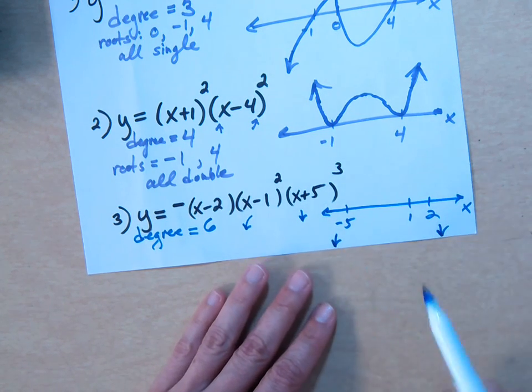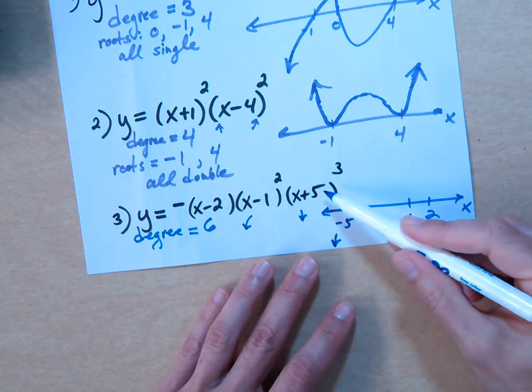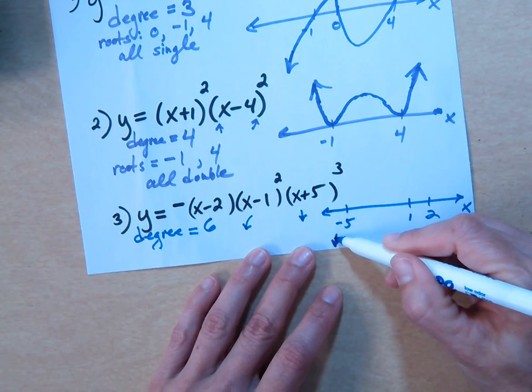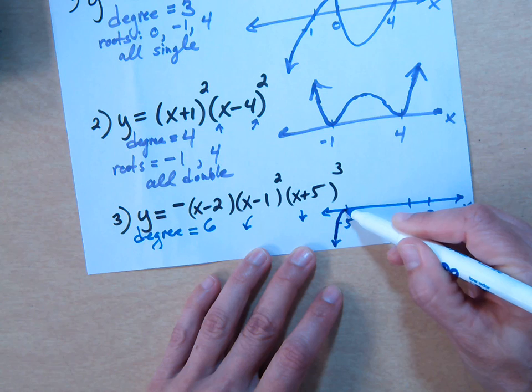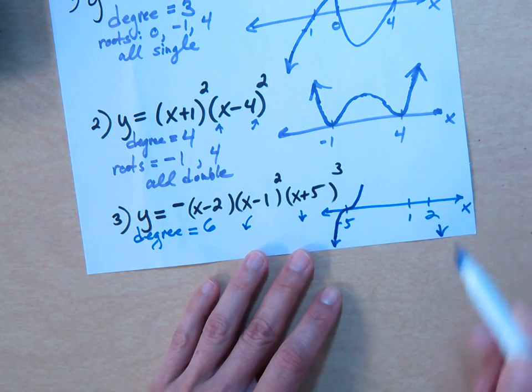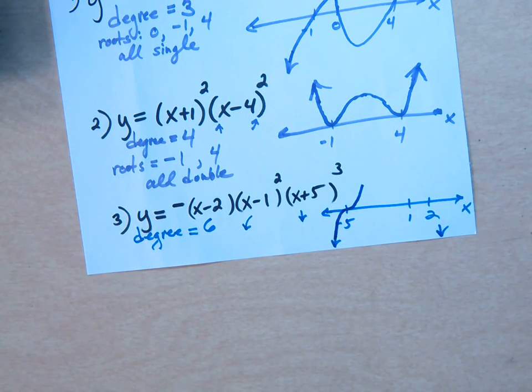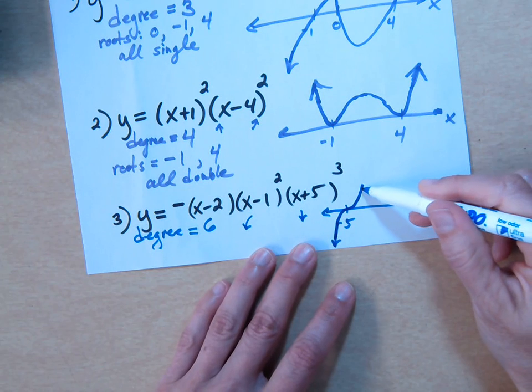The triple root flattens out. This is what I mean. As it heads towards negative 5, it passes through, but it flattens out and then continues, just like the graph of x cubed. That's what a triple root does. That's what I mean by flattens out. It goes through it, but it flattens out. And then we head toward 1.